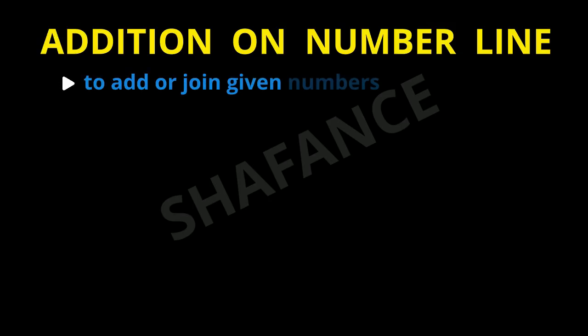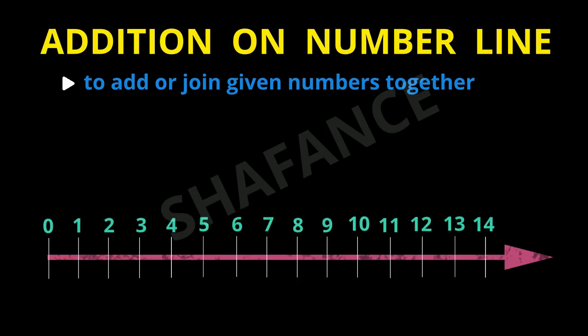Now we will see addition on number line. Addition, as we know, it means to add or join given numbers together. So let us make a number line starting from 0 and we will add two numbers, 2 plus 3. So now we will add two numbers 2 plus 3 using number line.